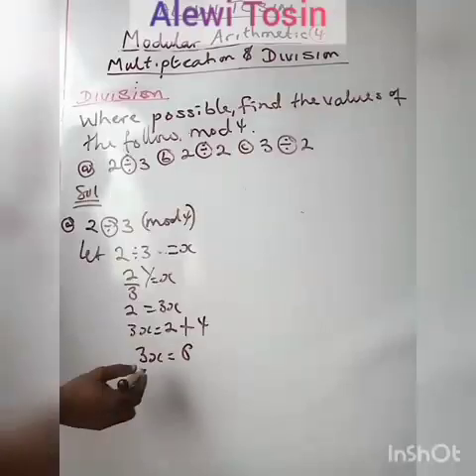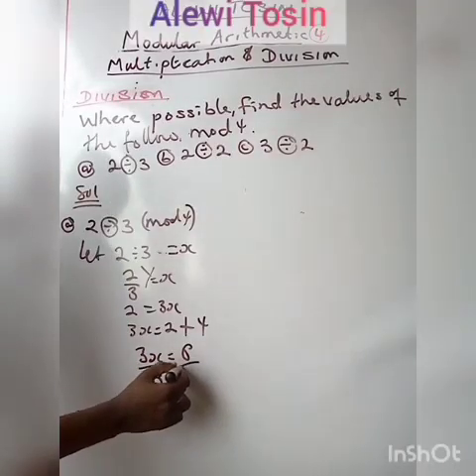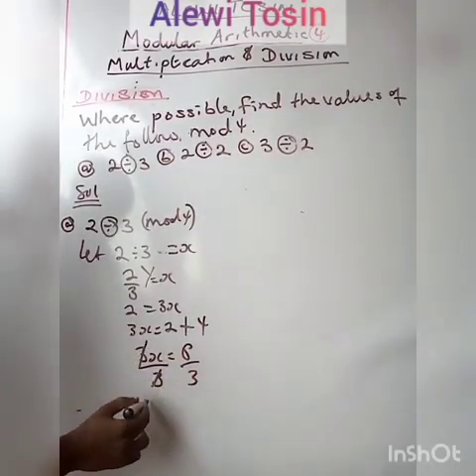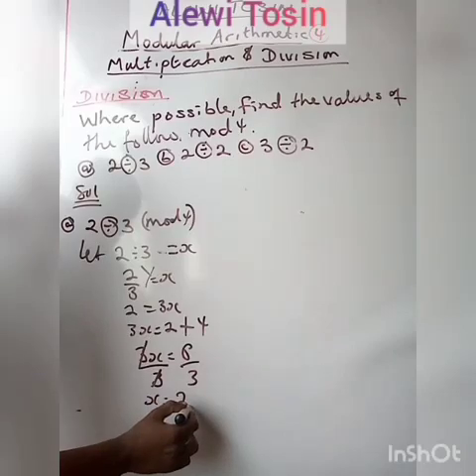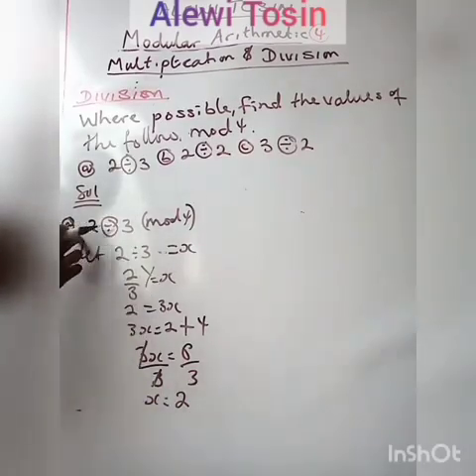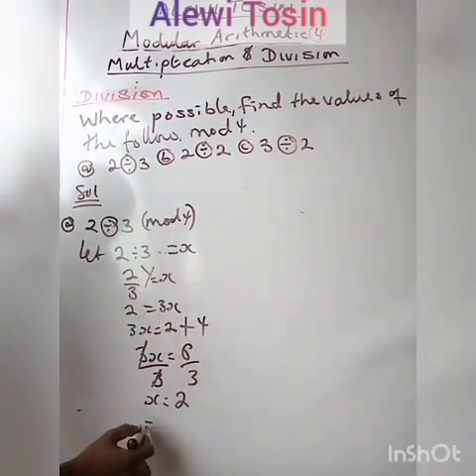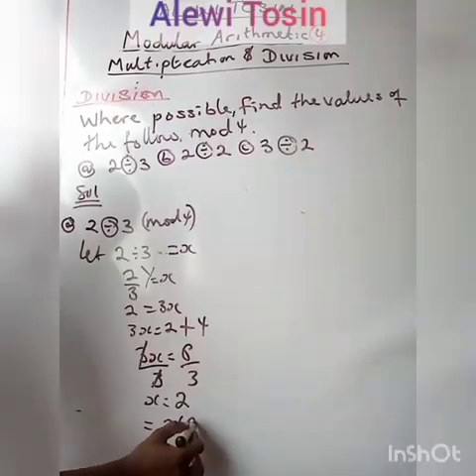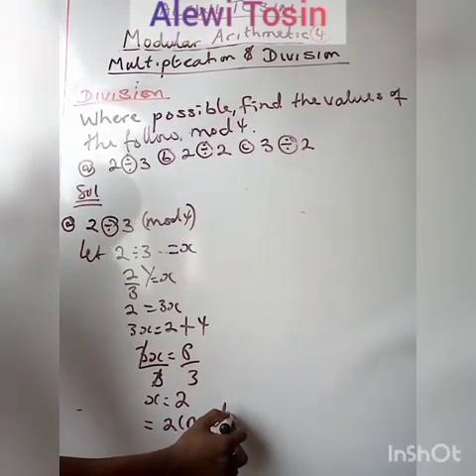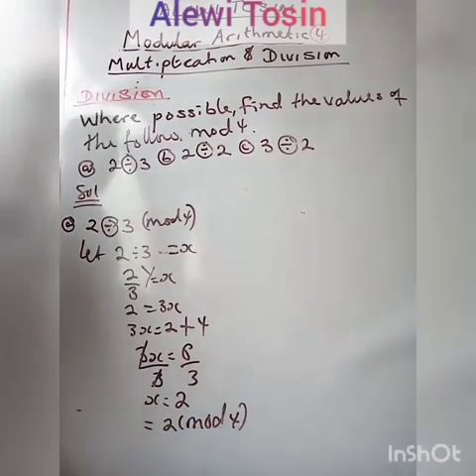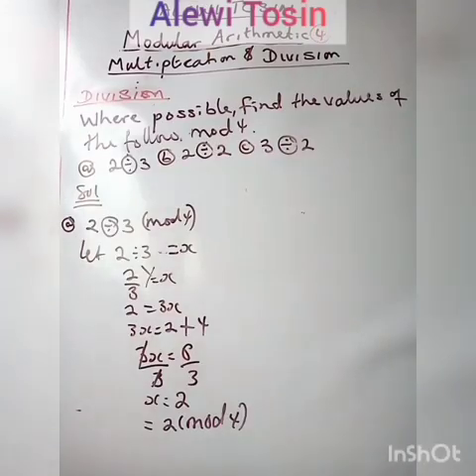So here we divide by 3 on both sides. This cancels this, so x equals 2. Which means that 2 divided by 3 in mod 4 is 2 mod 4. That's the answer for that.